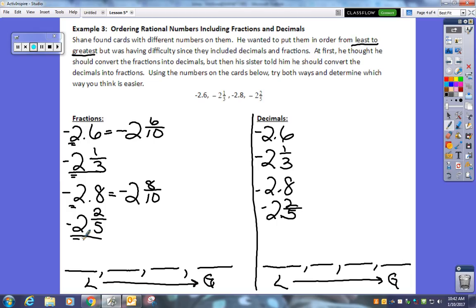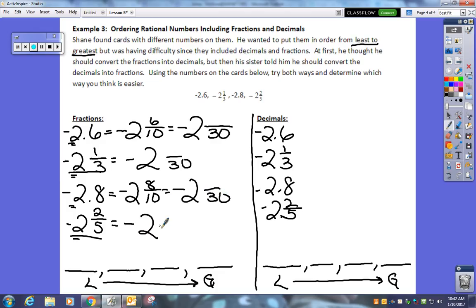A number that 10, 3, 10, and 5 can all go into is 30. So I'm going to take each one of these fractions and turn them into a fraction with a denominator of 30. I'm just carrying over the whole numbers and putting a denominator of 30 for each one. So starting with the first one, 10 times 3 is 30, 6 times 3 is 18. With the second one, 3 times 10 is 30, so 1 times 10 is 10. For the next one, 10 times 3 is 30, 8 times 3 is 24. And the last one, 5 times 6 is 30, 2 times 6 is 12.